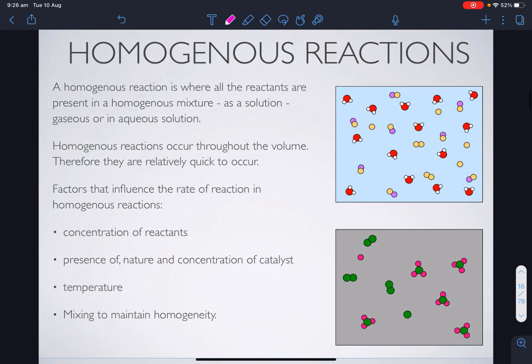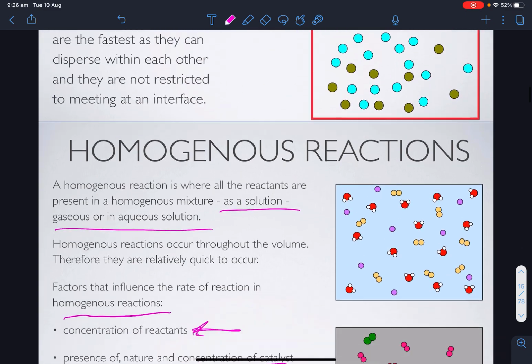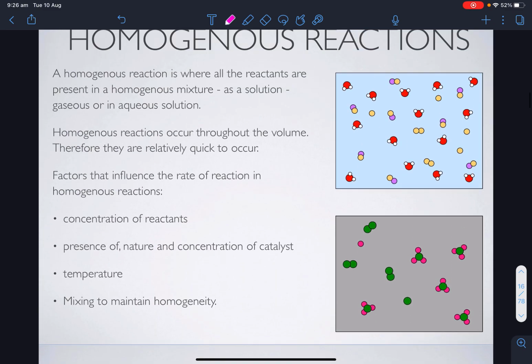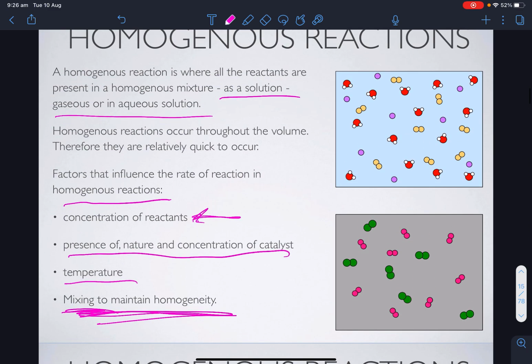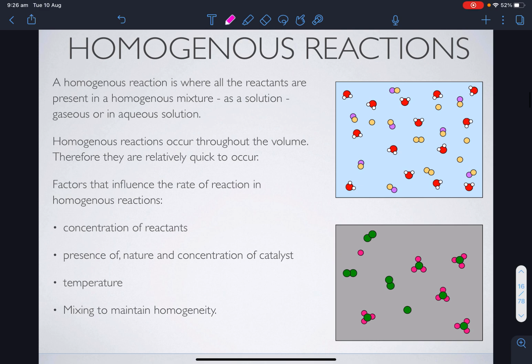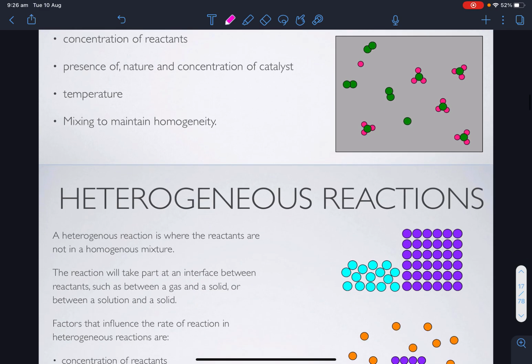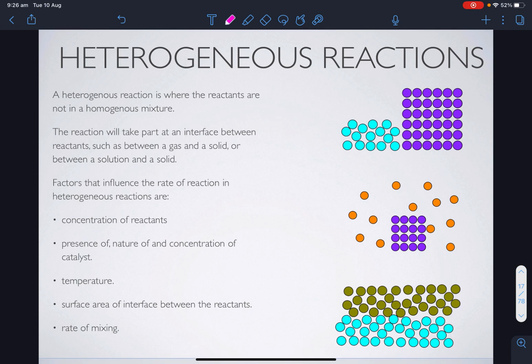Okay, let's contrast this. A homogeneous reaction is where all the reactants are present in a homogeneous mixture, such as a solution. Look, all I've done is copied it over and showed the endpoint of this reaction. Okay, now we're contrasting it with heterogeneous reactions.